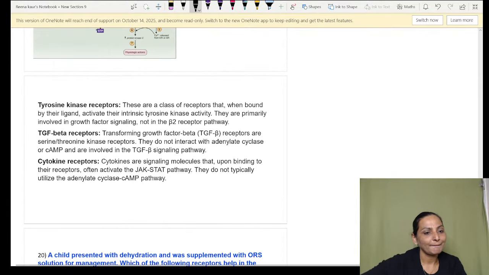So tyrosine kinase receptors are primarily involved in growth factor signaling. Growth hormone basically uses tyrosine kinase. Transforming growth factor beta receptors are again serine threonine kinase and not cyclic AMP or adenyl cyclase. Cytokine receptors use the JAK-STAT pathway, right?